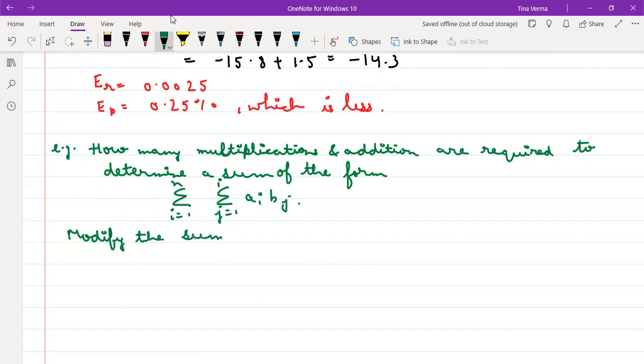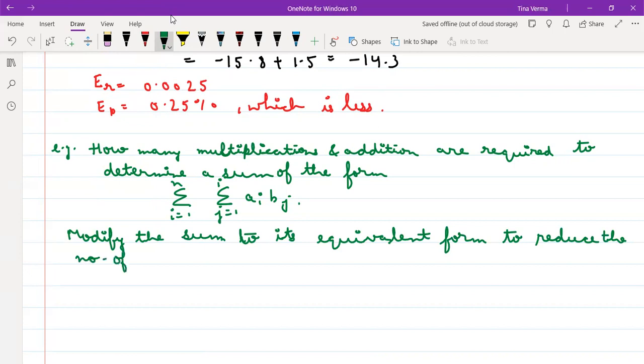modify the sum to its equivalent form to reduce the number of calculations.